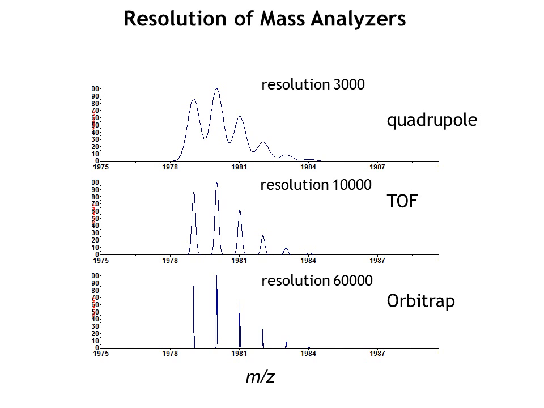Why is resolution so important? Let's look at these three mass spectra. The top one is taken at a resolution of 3000, which is typical for a quadrupole at a fairly slow scan speed. You can see the isotopic peaks, but they are not fully resolved. The monoisotopic peak is between 1978 and 1980.